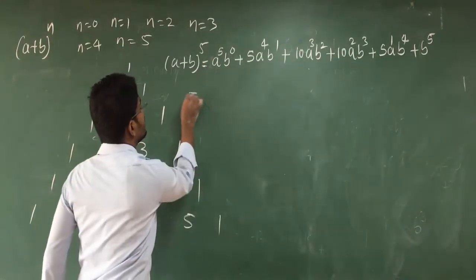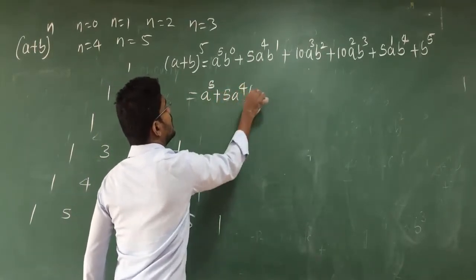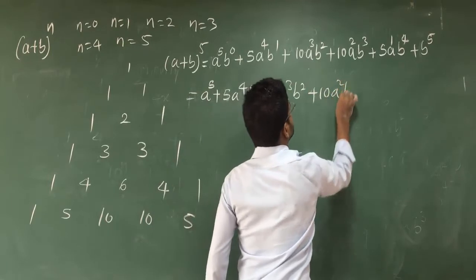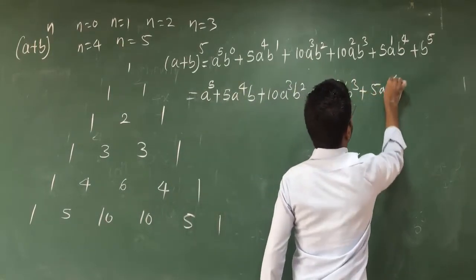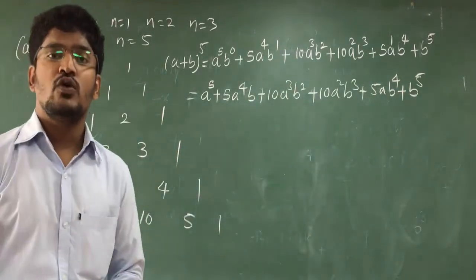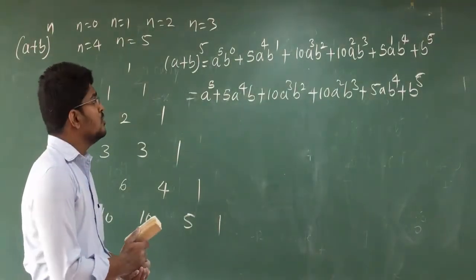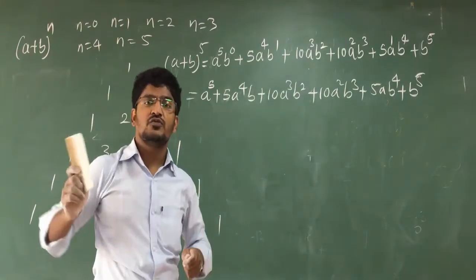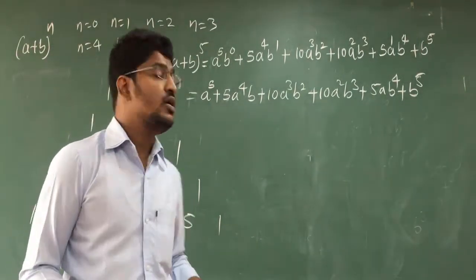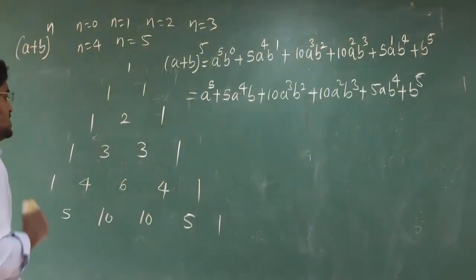So what you got is a to the power of 5, 5 into a to the power of 4 b, 10 into a to the power of 3 b to the power of 2, 10 into a squared b cubed, 5ab to the power of 4 plus b to the power of 5. This is how you have to write a plus b whole to the power of 5. I think this method is very simple for you. Clear? So now you can write the expansion of any polynomial with any power. You can write a plus b whole to the power of 6 also.